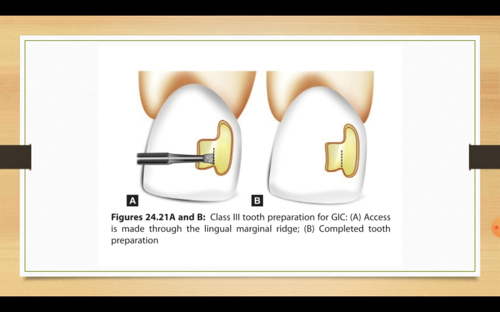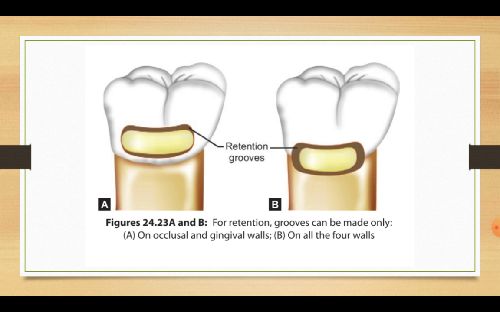Here you can see class 3 tooth preparation for glass ionomer, where access is always made through the lingual side of the tooth, through the lingual marginal ridge. Then you can see how retention grooves are made in the class 5 tooth preparation for GIC.